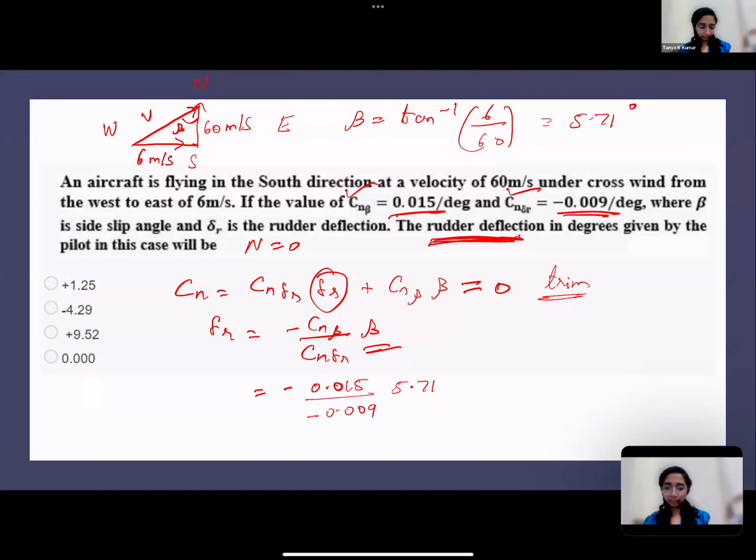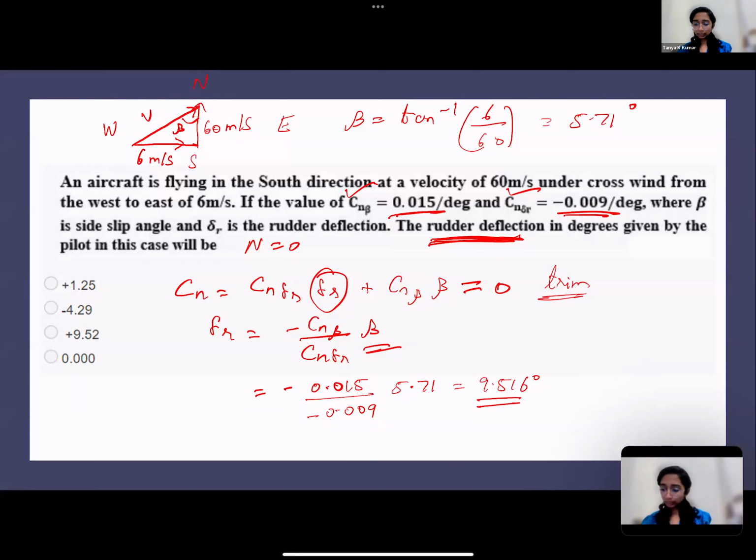I'll try calculating it. Let me know if I'm making any mistakes. I'm not using a calculator, it's just my phone. Okay, so upon calculation we get 9.516. That's the number. You get 9.516. Yes, yes.